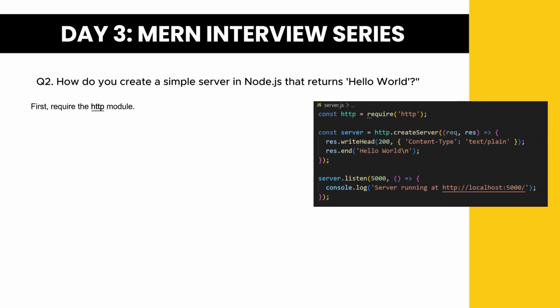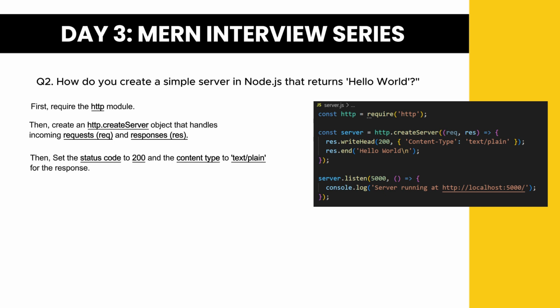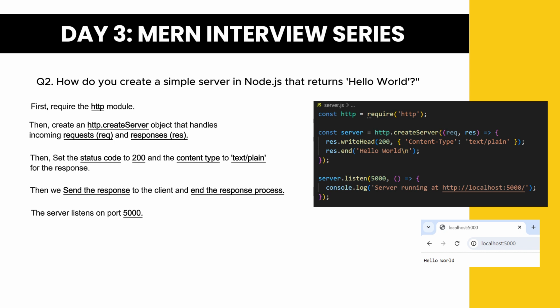First, require the HTTP module, then create http.createServer object that handles incoming requests and responses, then set the status code 200 and the content type to text plain for the response. Then we send the response to the client and end the response process. The server listens on port 8000 and the callback function logs that the server is running. Then we run the server using Nodemon.